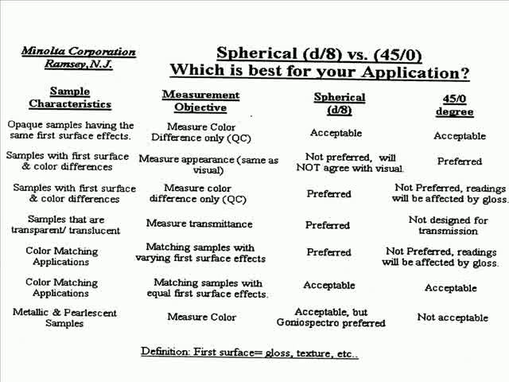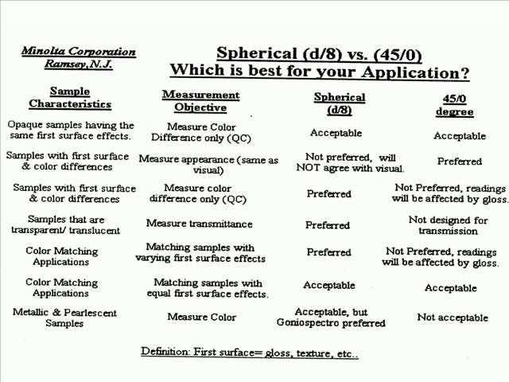If the samples are transparent or translucent, we need to measure transmittance. We have to use the sphere because the 0.45 instrument can't measure in transmittance. And if we're doing color matching applications, if we're matching samples with varying first surface effect, varying amounts of gloss, surface differences, we would use the spherical instrument, not the 0.45 because it's affected by the gloss. In a color matching application, where matching samples with the same texture to them, doesn't really matter which one.